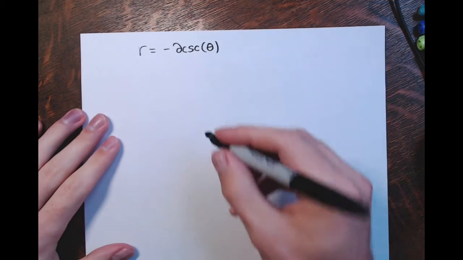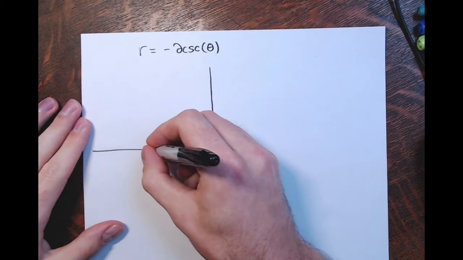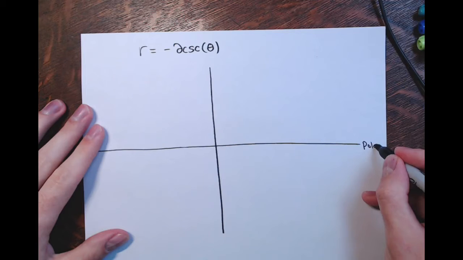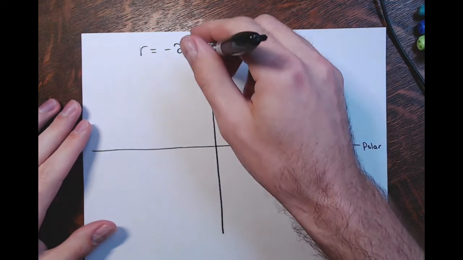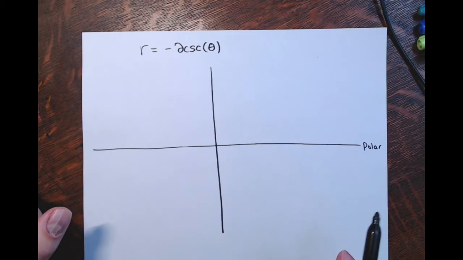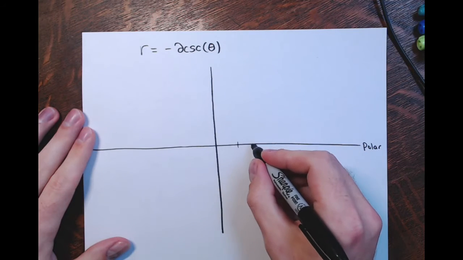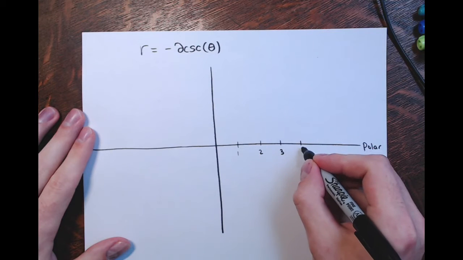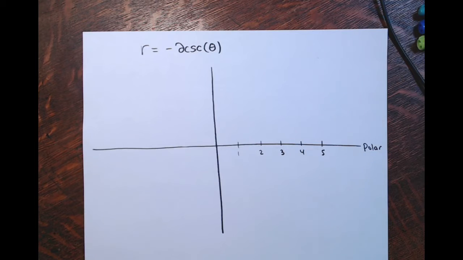Again, I'll draw a pretty rough polar grid. Vertical axis, horizontal axis. The polar axis is the horizontal, where the values of r live. The vertical axis is just the y-axis, it doesn't mean anything in polar. And what I'm going to do this time is put these here. So here's 1, 2, 3, 4, 5, and then I'll just draw some circles.